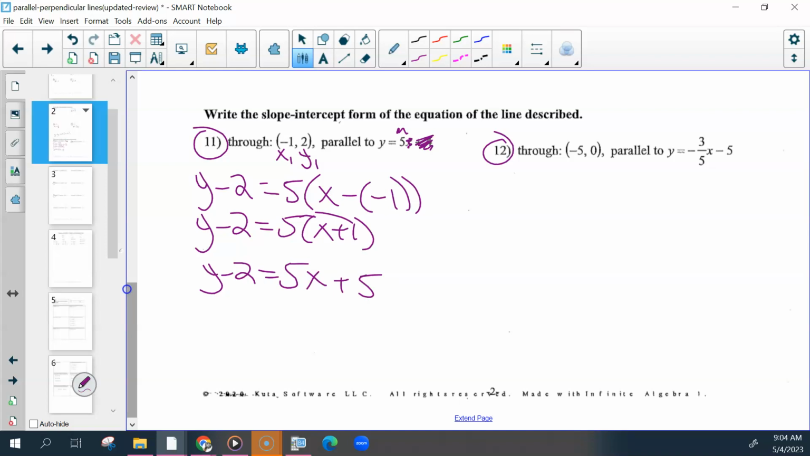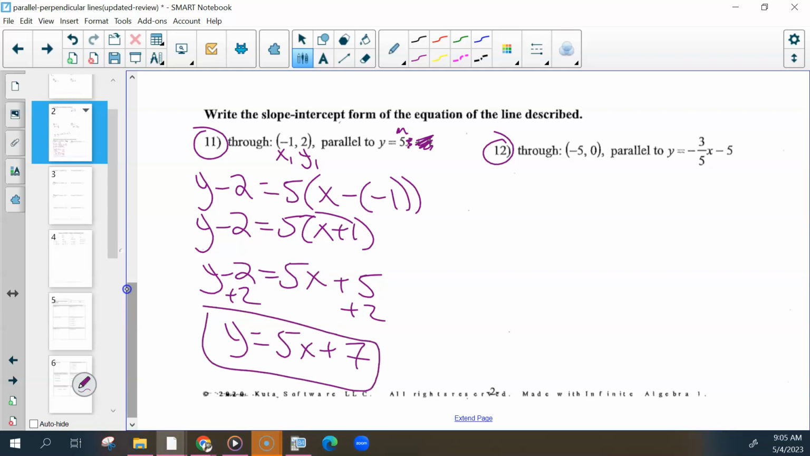Then our end goal is to get y by itself. So what would our last step be? So y equals 5x plus 7 is a line that's parallel to the original that goes through this point. If we were to graph it, we would be able to see that. What questions do we have on that before we continue?